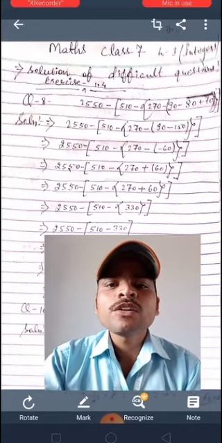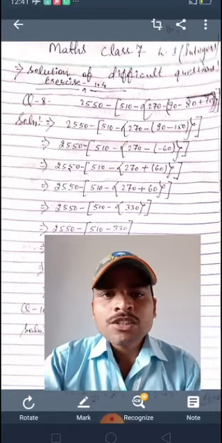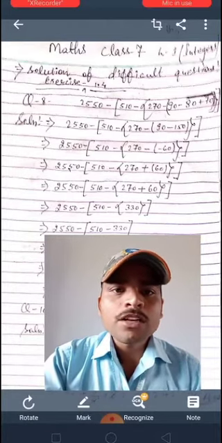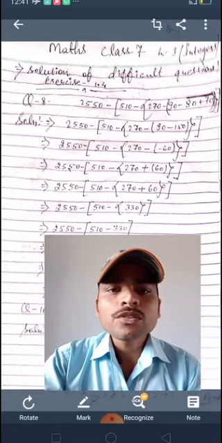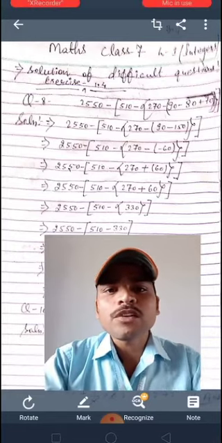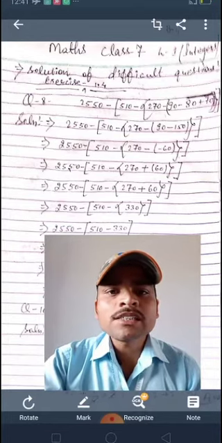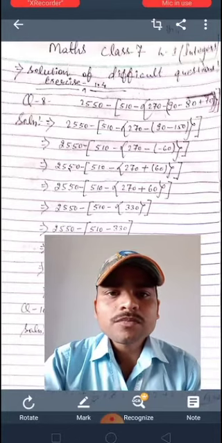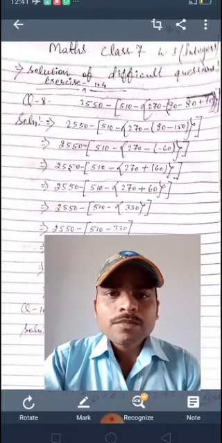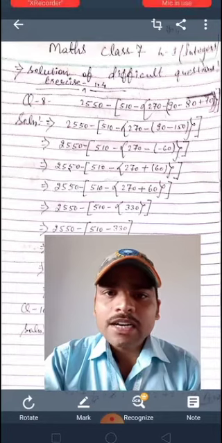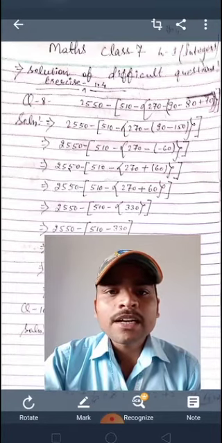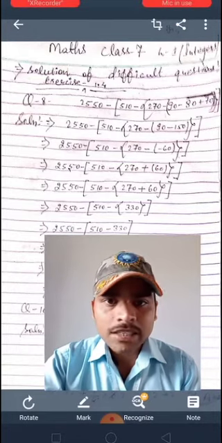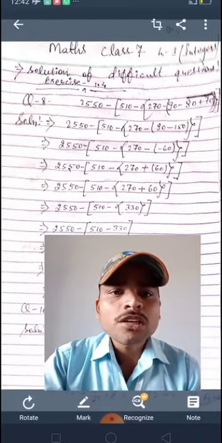Okay, now move on to the solution. In this question there is a vinculum, so all of you solve the part of vinculum first, and write all other things the same, just like 2550 write the same, minus open bracket of 510 write the same, minus open bracket of middle bracket write the same, 270 write the same, minus same.